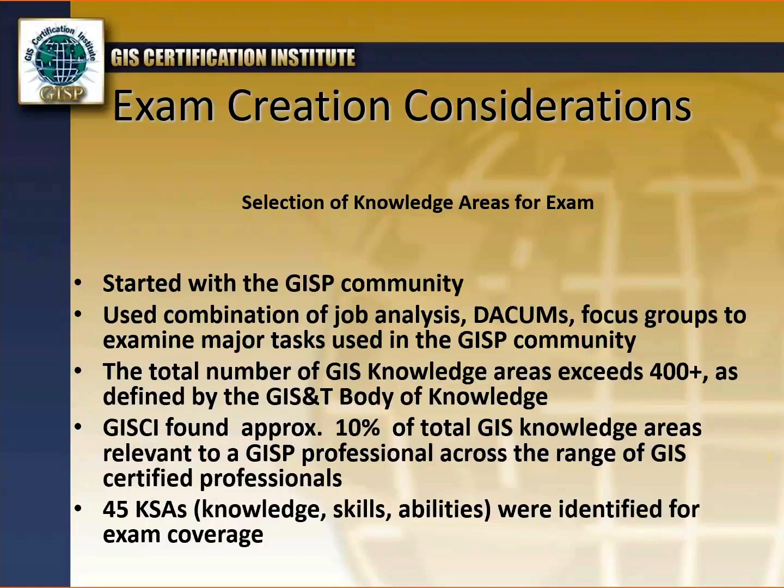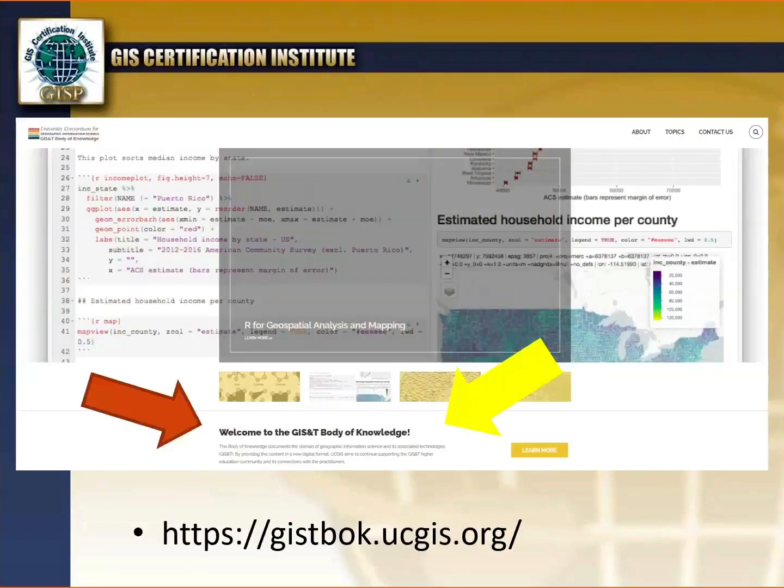Again, out of that GIS Book of Knowledge, there's over 400 different topic areas, and we've decided about 10% of them are relevant, and so they identified the core areas. Here's where you get to it, the GIST-BOK, the GIST Body of Knowledge, sponsored by the UCGIS. And you go there, and of course, that's what the webpage looks like. They just revamped it all.